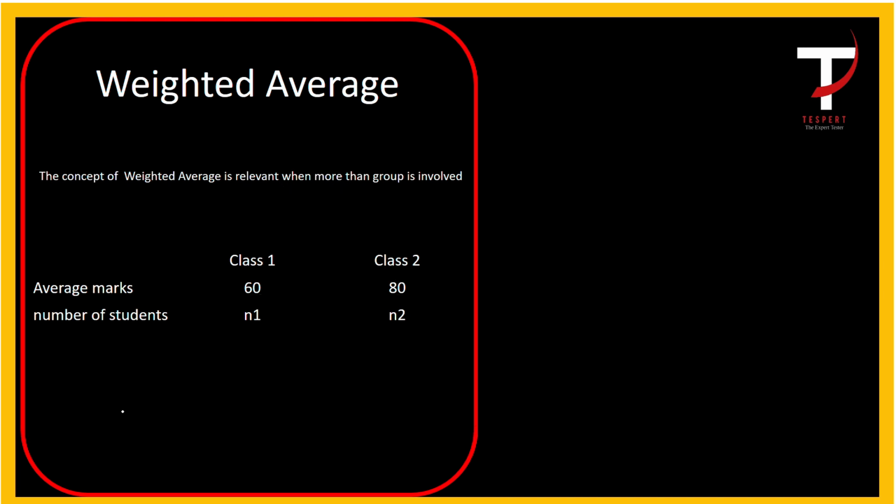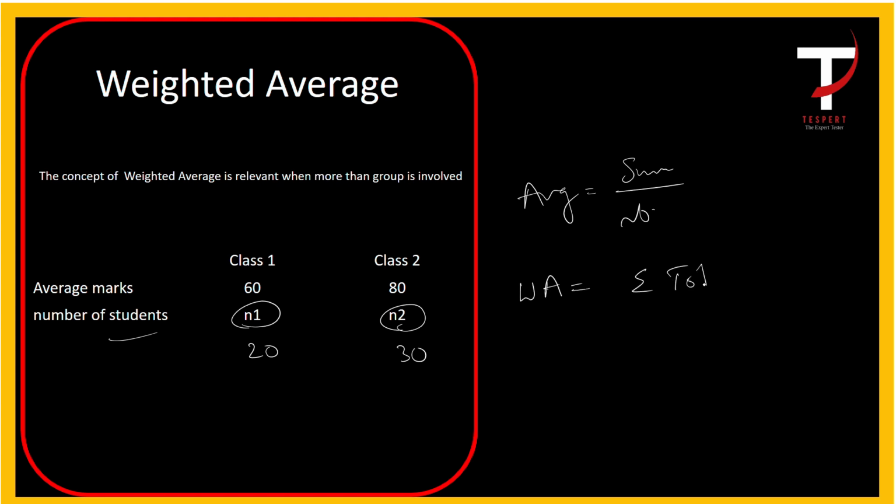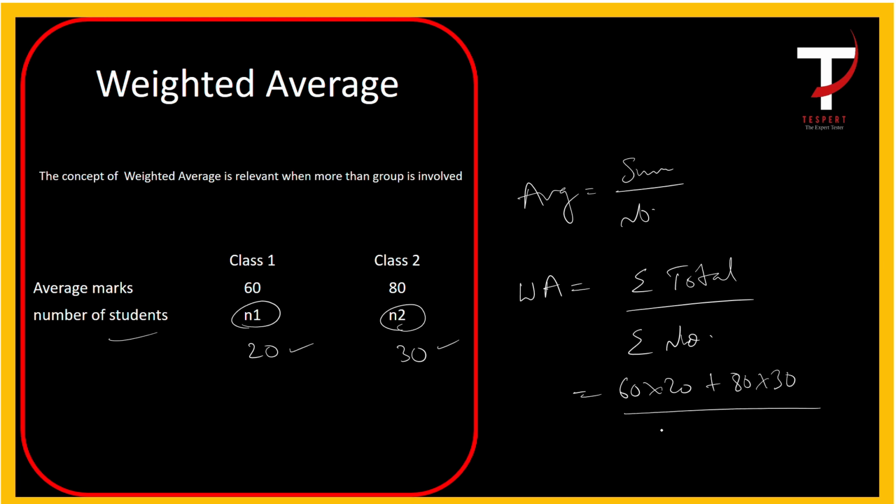Now we shall consider the number of candidates in class 1 as 20 and the number of candidates in class 2 as 30. So how can we calculate the weighted average? We know that the average is equal to the sum divided by the number of quantities or number of observations. But what about weighted average? Weighted average is equal to the summation of the total divided by the summation of the number. So in this case, 60 into 20 plus 80 into 30, divided by the total 20 plus 30.